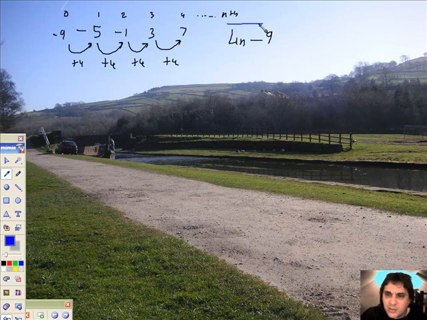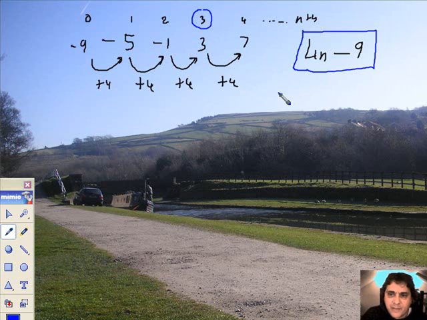Let's just test it out. Put a nice box around that, and we'll study it. Pick any one you like. Let's do the 3. Let's try it out there. 4 multiplied by 3 is 12. 12 take away the 9, because that's what it says, comes to 3. Yes, 12 take away 9 is 3. And look, the 3rd member is a 3.